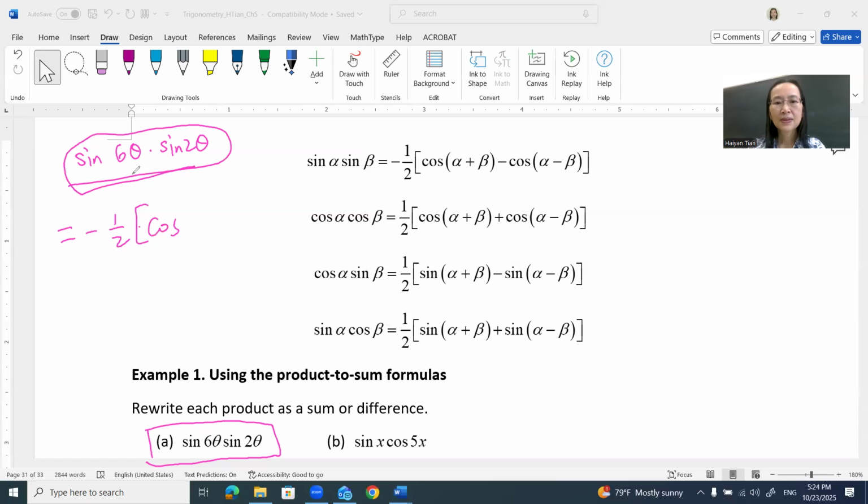Cosine of alpha plus beta, which is 6 theta plus 2 theta, 8 theta, and minus cosine of alpha minus beta, so 6 theta minus 2 theta is 4 theta. Now we have achieved the purpose of writing the product into a difference of two trigonometric functions.